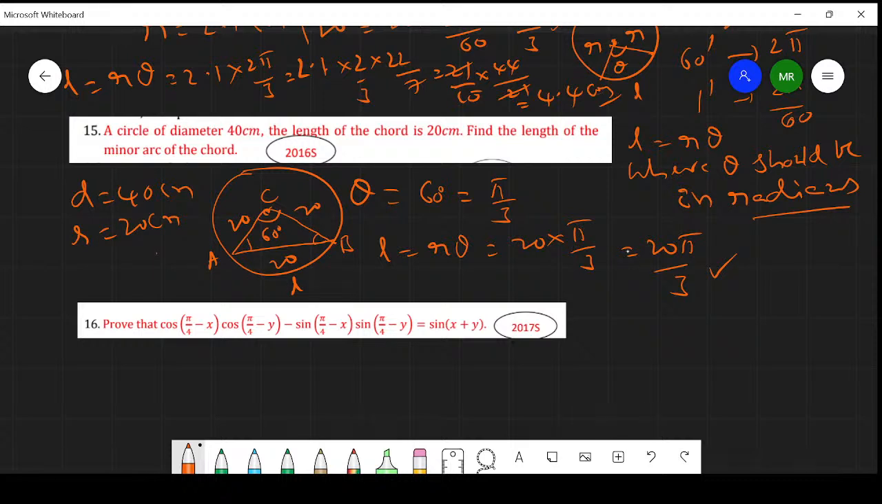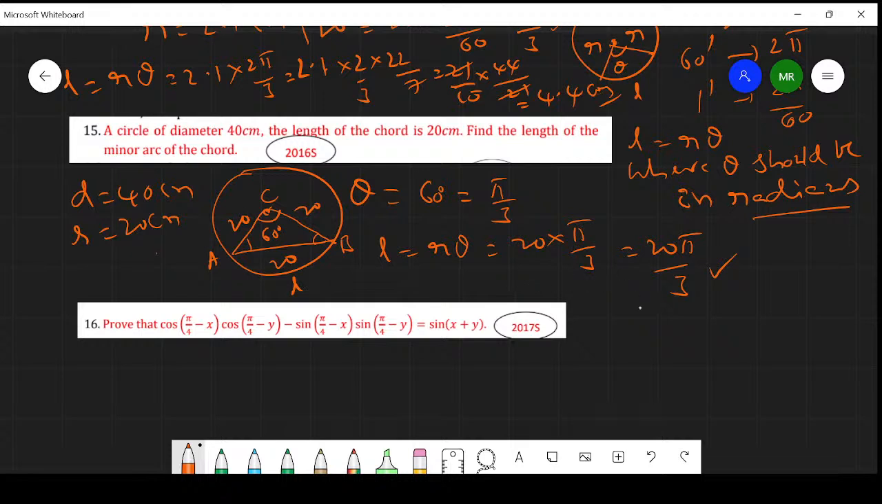If you want, you can simplify into 20 into 22 by 7. Some people may use 3.14 in place of pi. You can simplify, or you can leave it and stop here. The length of this minor arc is equal to L.